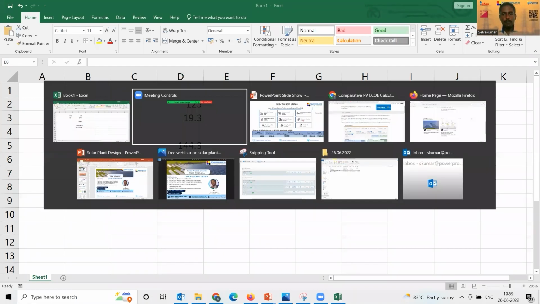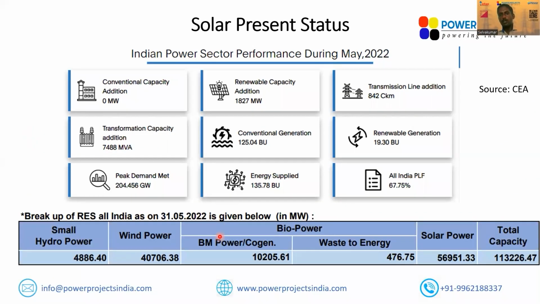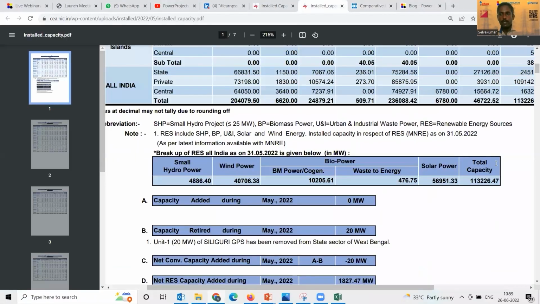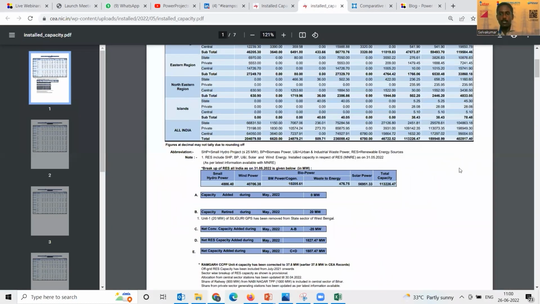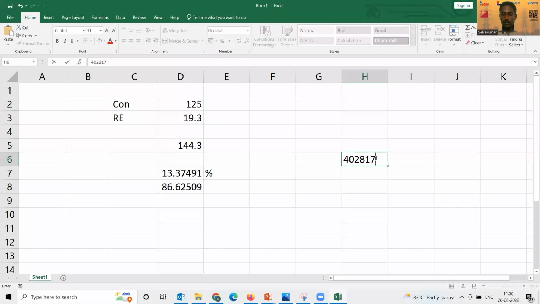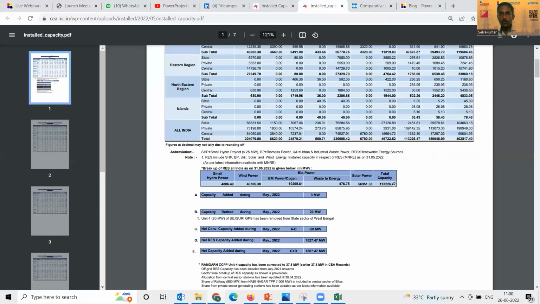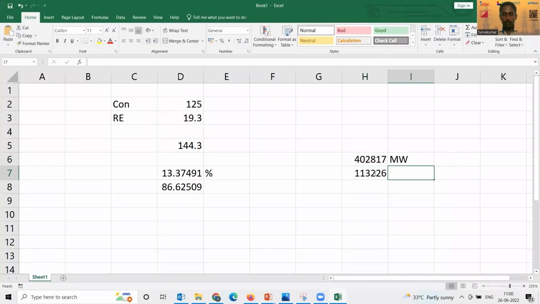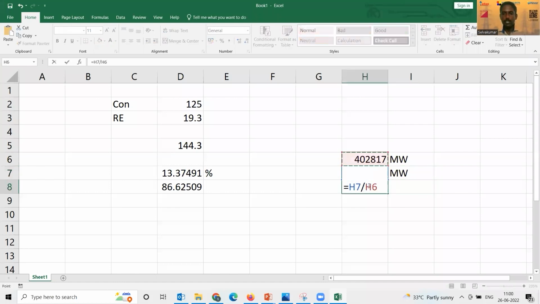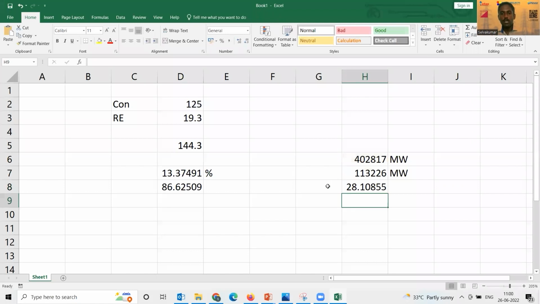All right. So coming back, let's look at it from another perspective also. This is only from the energy perspective. Let's look at it from the installed capacity perspective. India already has 113 gigawatt of renewables, and if you want I can share the link as well, right? Out of 402,817 megawatt, or 402 gigawatt, which is the total installed capacity as of 31st March in India, 113,226 megawatt is renewables, which means from the installed capacity perspective, renewables is 28%.